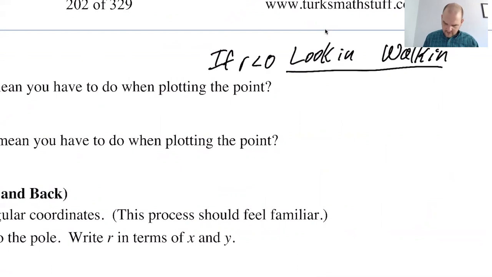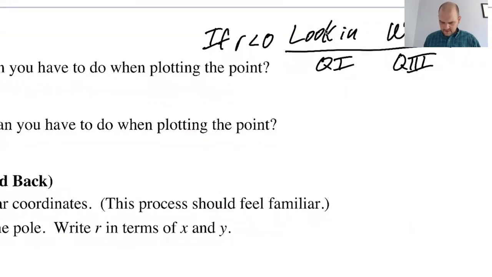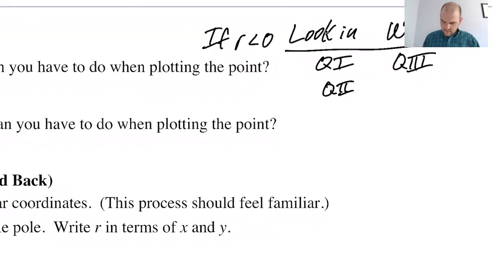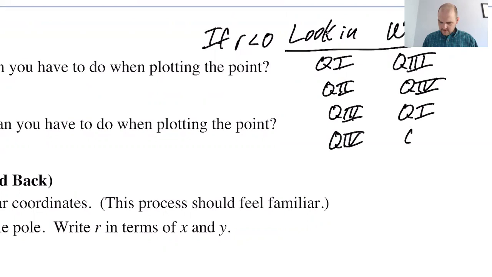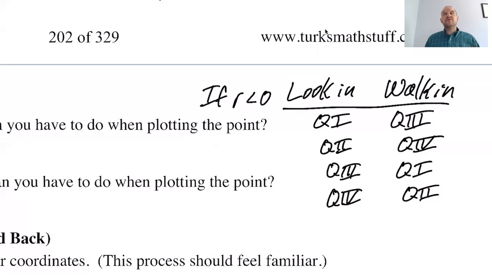If you look into quadrant 1, you're going to walk into what's diagonal to it, which is quadrant 3. So if r is negative and you're looking in quadrant 1, so any angle between 0 and pi over 2, you're going to walk into quadrant 3, which always feels a little weird. Quadrant 2 will put you in quadrant 4. Quadrant 3 will put you back in 1. And quadrant 4 will put you into quadrant 2. There's no alternative. These are the only options, which feels a little weird at first.